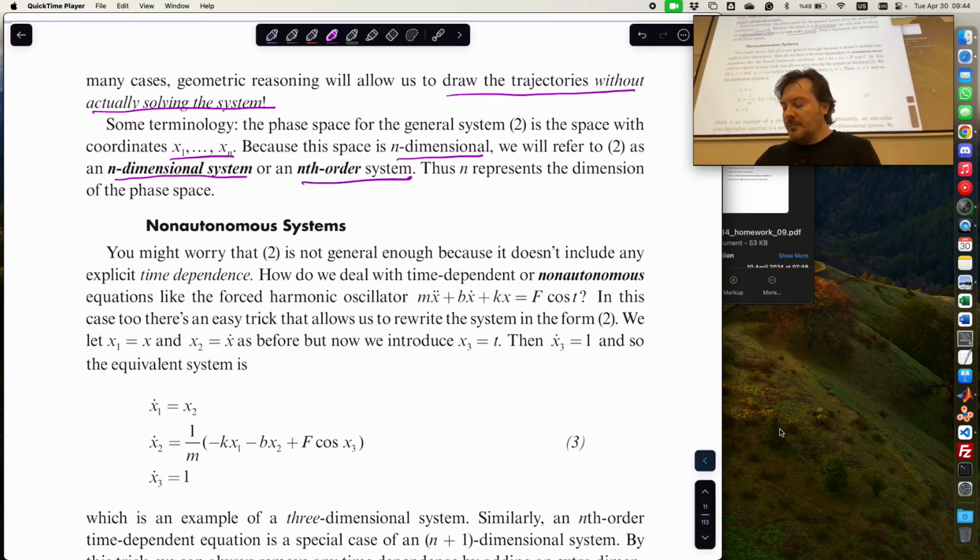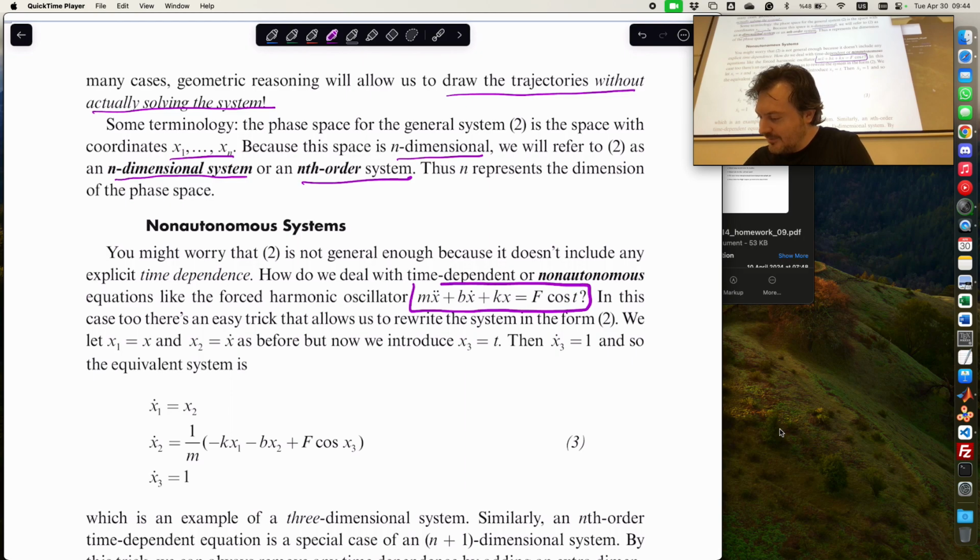Let me give an example. What is this? How would you call this? A pendulum with a driving force. Would you call it a second order system or? A second order non-autonomous system or a third order autonomous system. Very good.